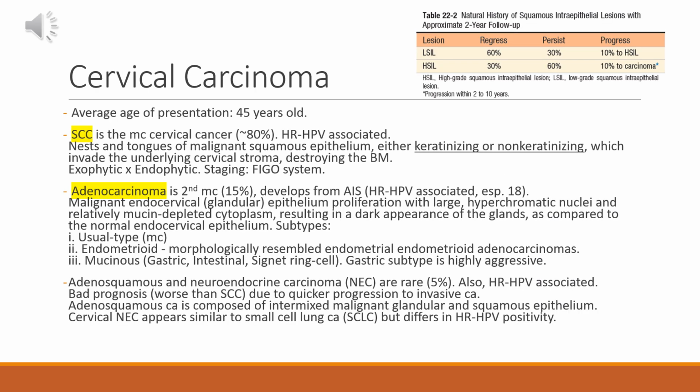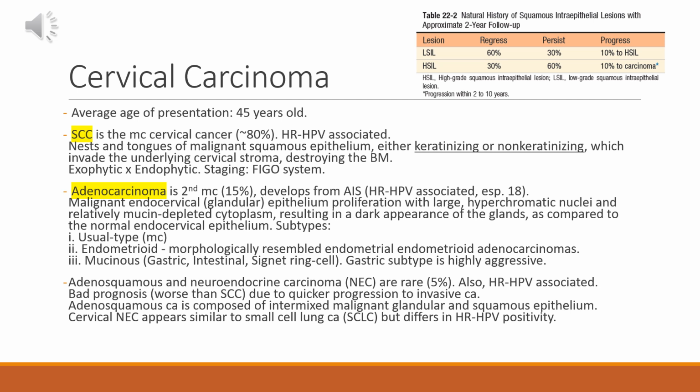Cervical carcinoma, mostly presenting around the age of 45. Primary cervical carcinomas are one of four, the most common being squamous cell carcinoma, representing 80% of it. Most of those are high-risk HPV associated. In microscopy, we see nests and tongues of malignant squamous epithelium, either keratinizing or non-keratinizing, which invades the underlying cervical stroma, destroying the basement membrane.